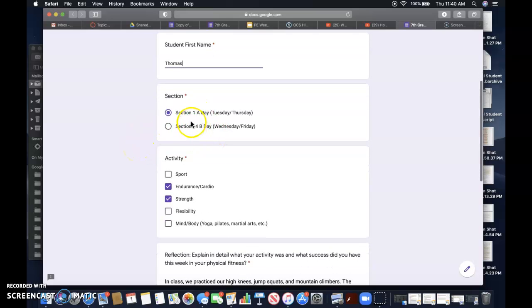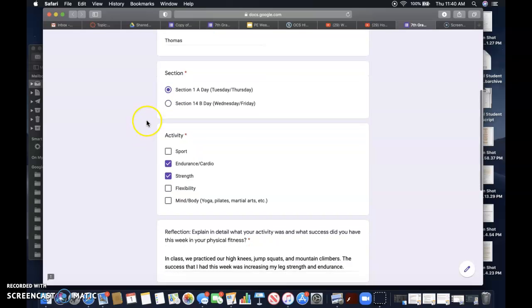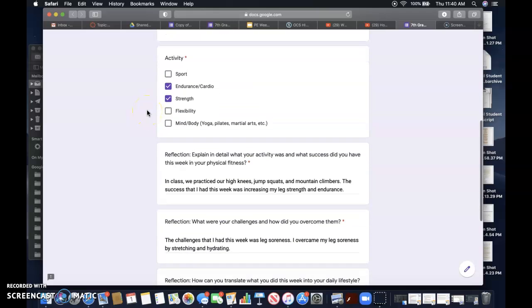Section. I'm in both sections because I'm teaching both, but you're going to select whatever section you're in, whether it's A day or B day. So either there or there, whichever one. For this instance, I'm just going to keep it on A day.